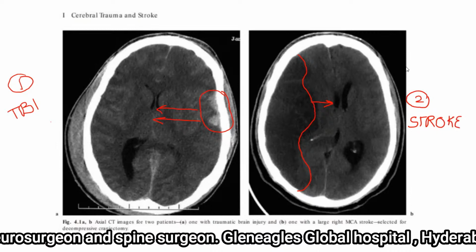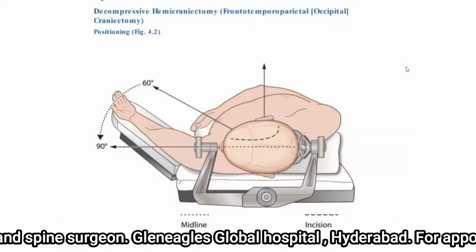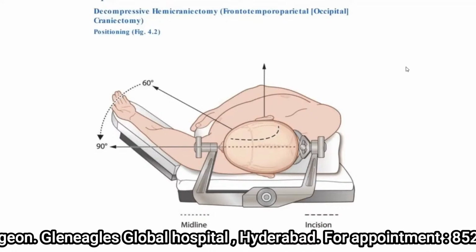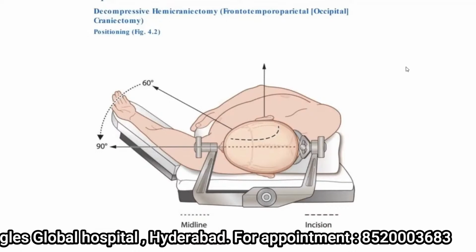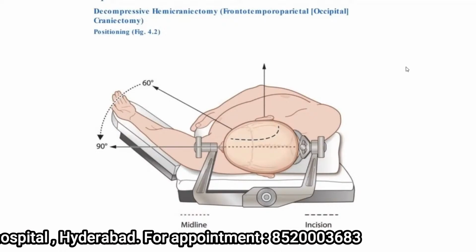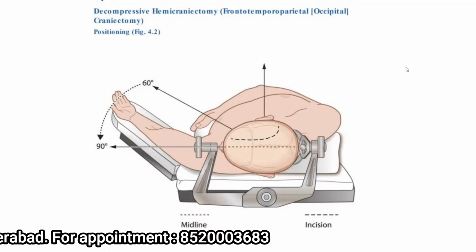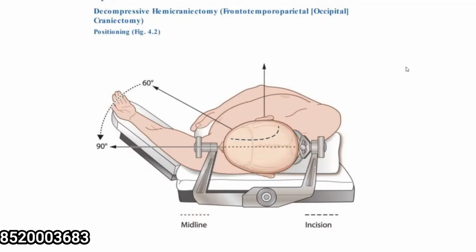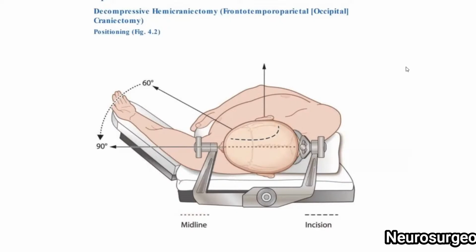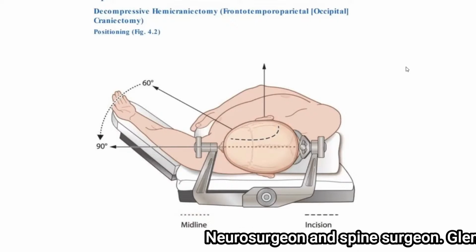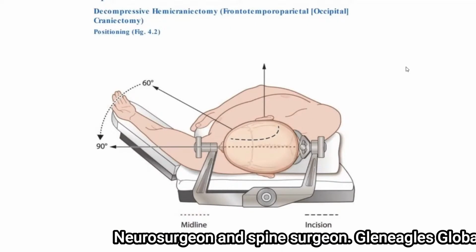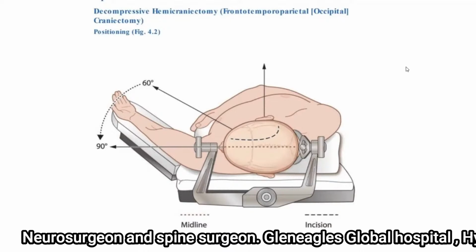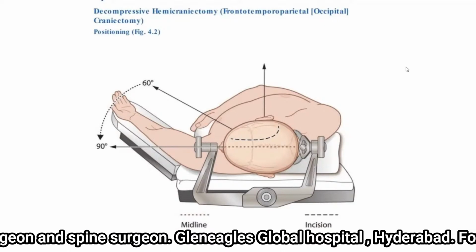Now coming to the procedure proper. As in any other procedure, position is very important. So what are the important things in positioning for decompressive craniectomy? First one, either I can place the head supported on a 3-pin headrest where it's a rigid fixation, or because it's an emergency, I personally prefer to keep it with the help of a headrest. So here I have shown a 3-pin headrest.